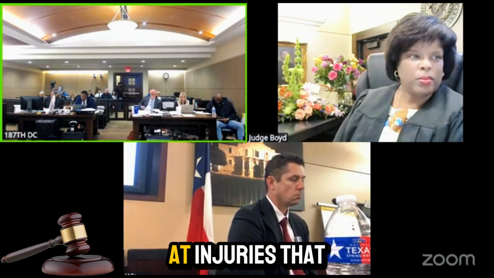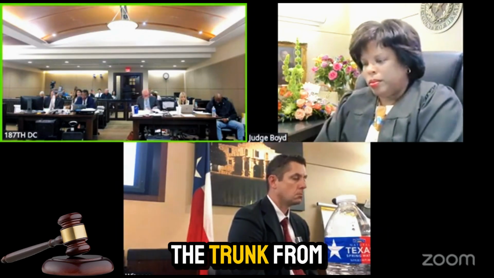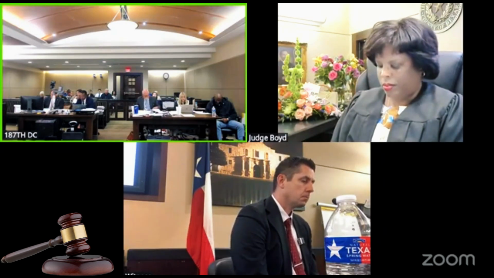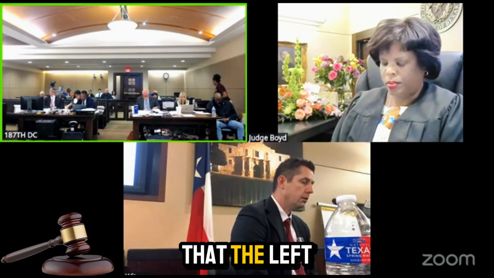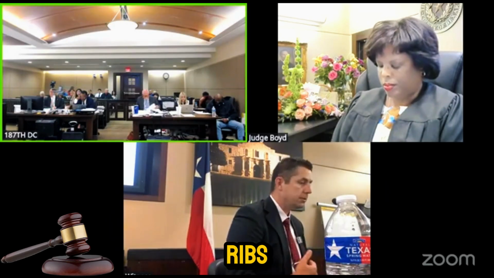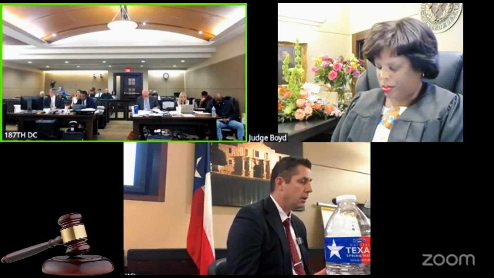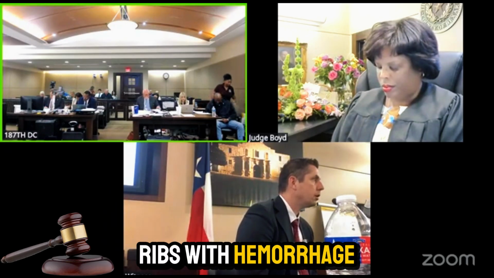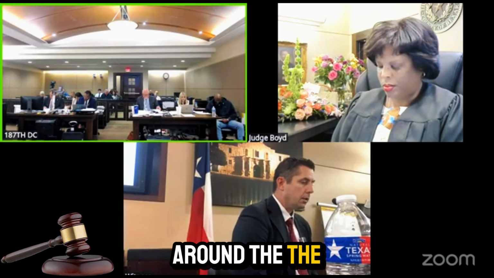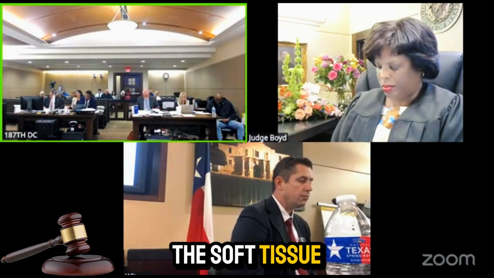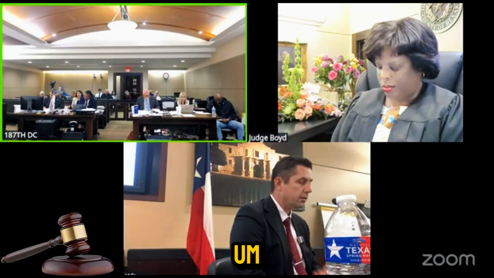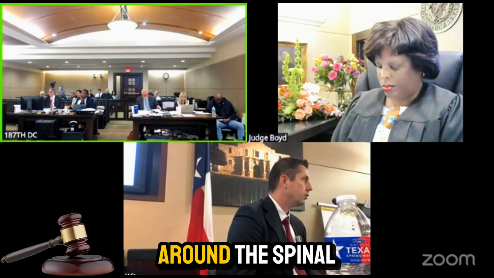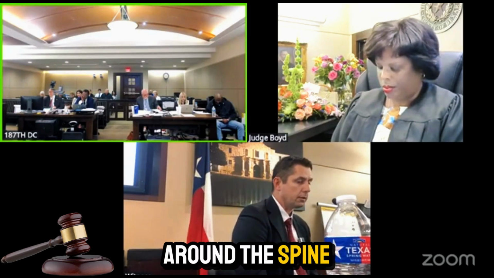Looking through at injuries that you found in the trunk from below C7, what did you find? Internally, I saw that the left first through eighth ribs and the right first through seventh ribs had hemorrhagic fractures. They were broken. There were broken ribs with hemorrhage around them, around the fracture sites. The soft tissue of the center of the chest had hemorrhage in that tissue around the spine.